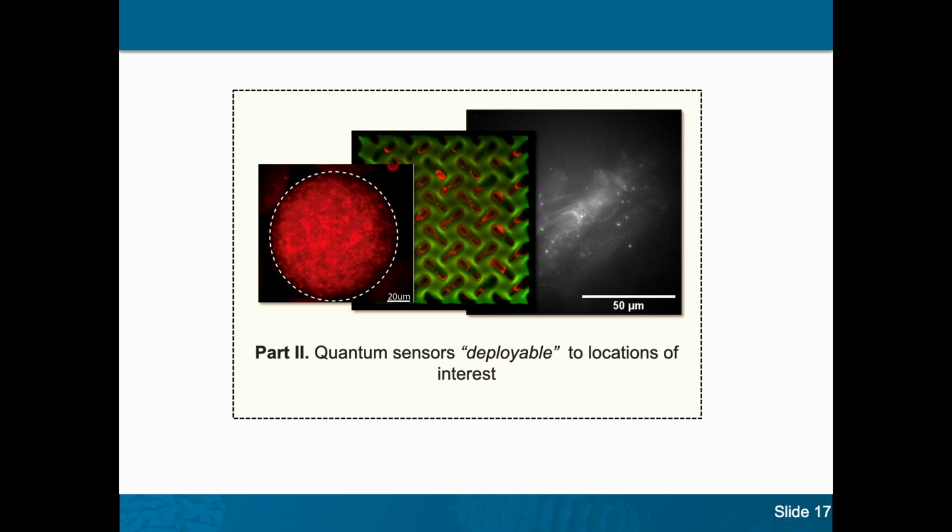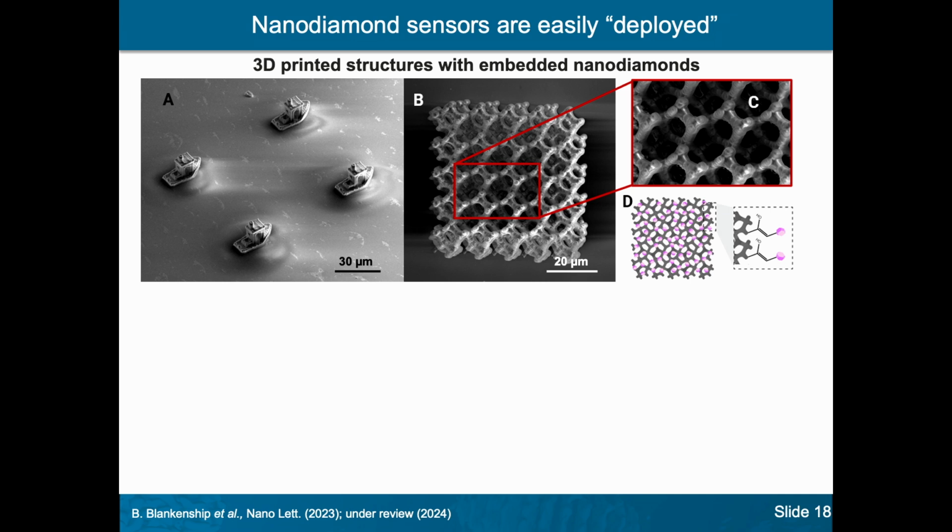Okay, so I want to go down to the main focus of what I want to tell you about, which is what you can do with these nanodiamond particles when you actually try to interface them with the real world, sort of make them deployable to locations of interest. We became very interested in 3D printing, so my students have started 3D printing diamond, and it turns out it's very easy because diamond is a material that doesn't react with anything, so you mix it with 3D printing filament, and then you can make all kinds of structures.